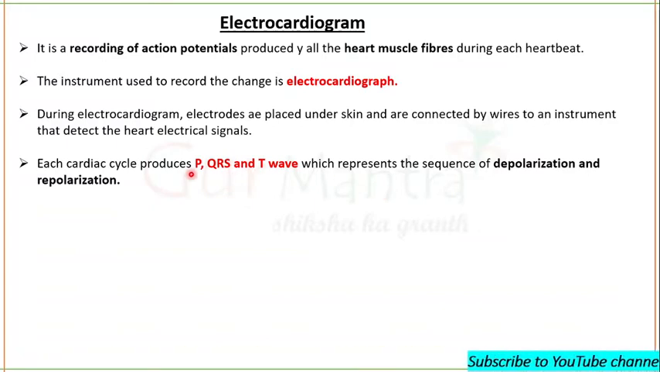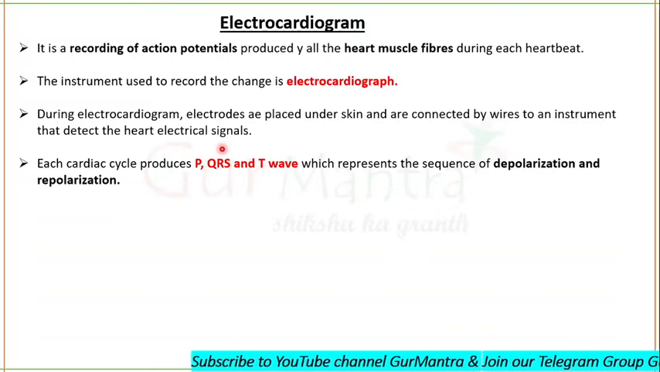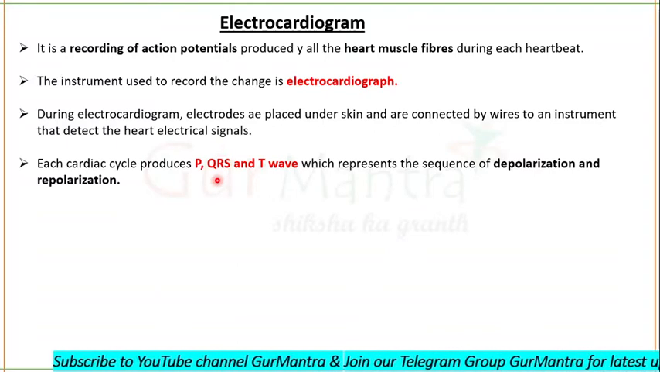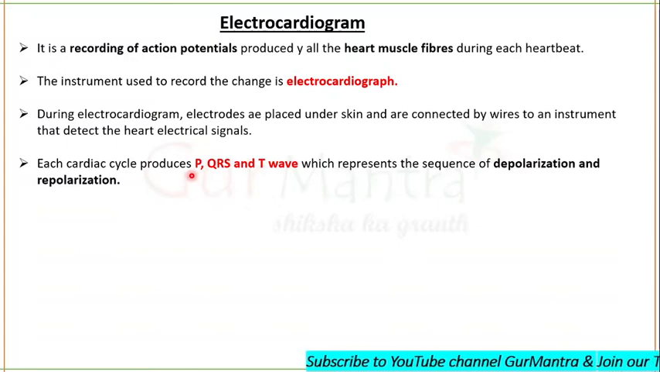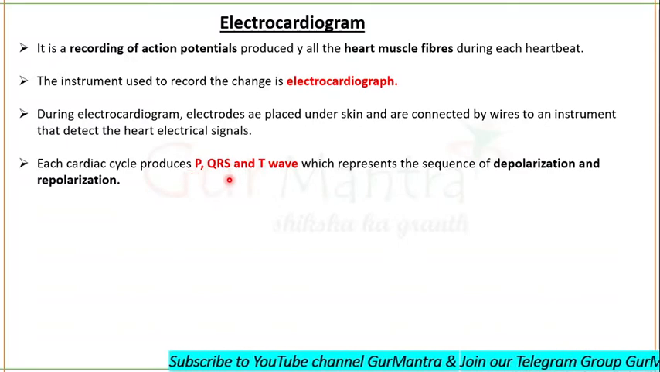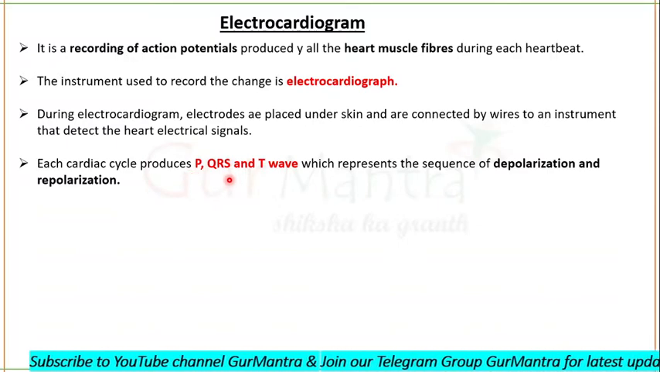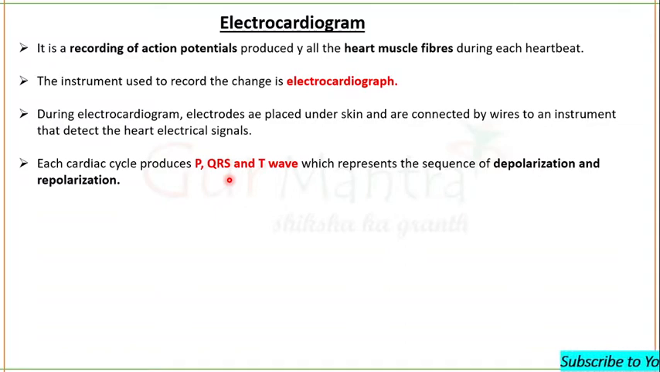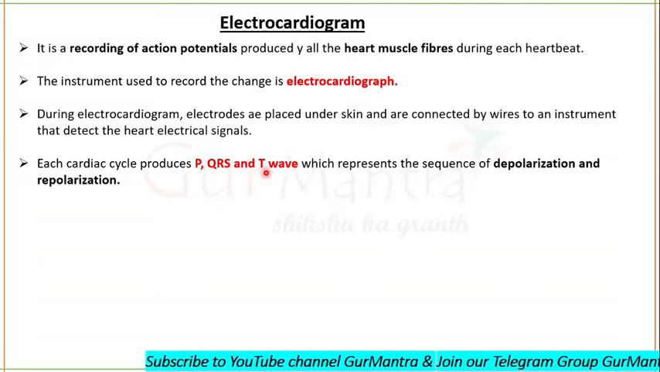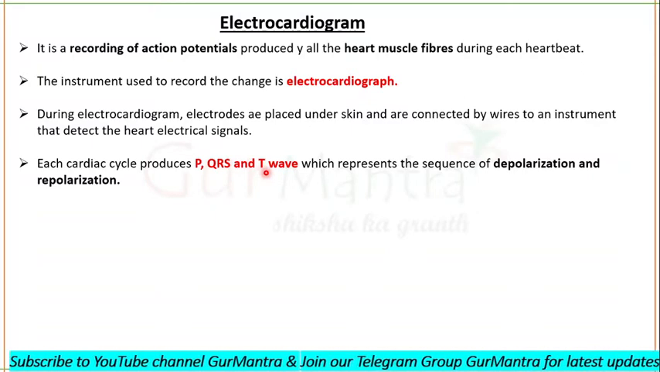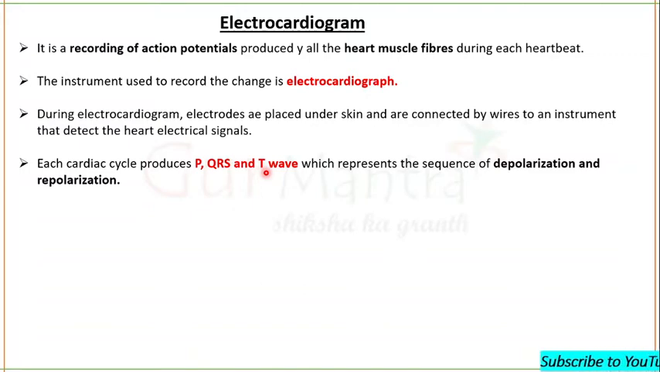The first wave, P, represents the contraction of the atrium. QRS represents the contraction of the ventricle. It means when the atria contract, they are depolarized. QRS represents ventricular contraction, which means at that time the ventricles are depolarized. The T wave represents the repolarization of the ventricles. Okay, so let's check it out.